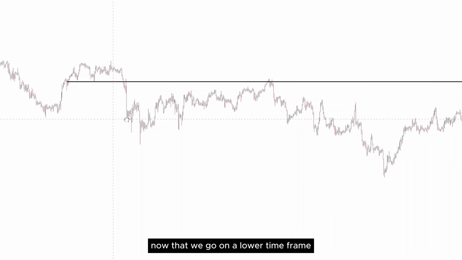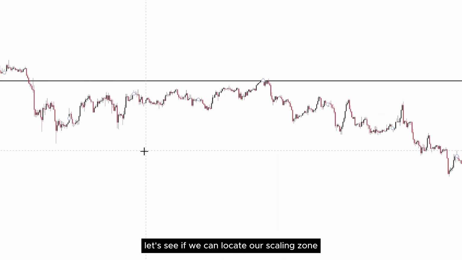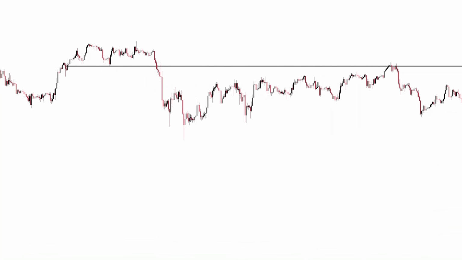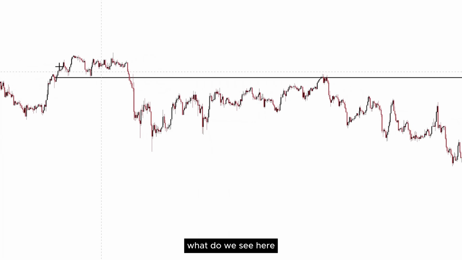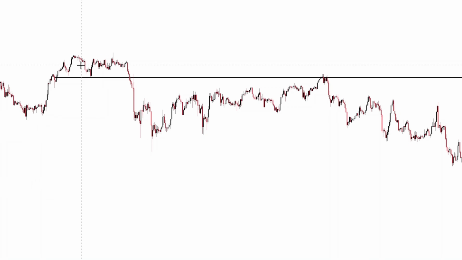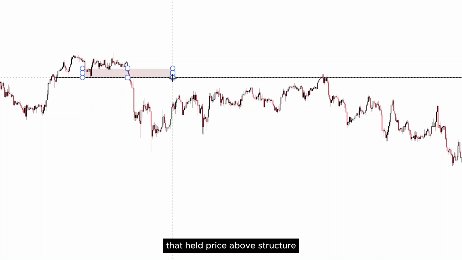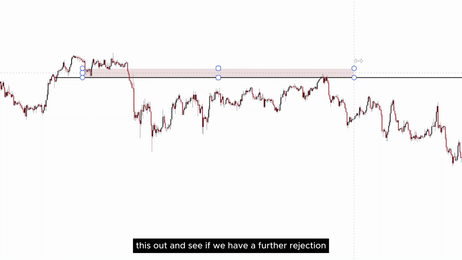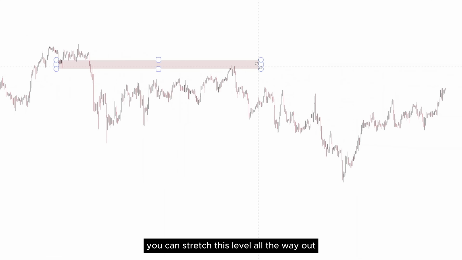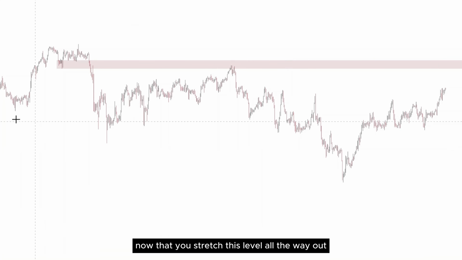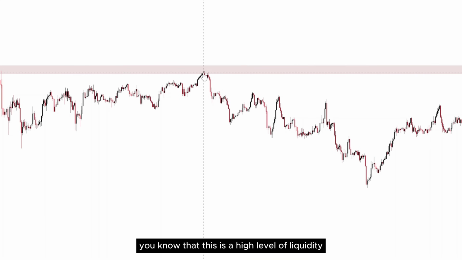Now that we go on a lower time frame, let's see if we can locate our scaling zone. What do we see here? We see a demand level right here that held price above structure. So you can see you have one rejection, two rejections right here. So we would stretch this out and see if we have a further rejection. So we have a further rejection right here. So now you can stretch this level all the way out. Now that you stretch this level all the way out, you know that this is a high level of liquidity.